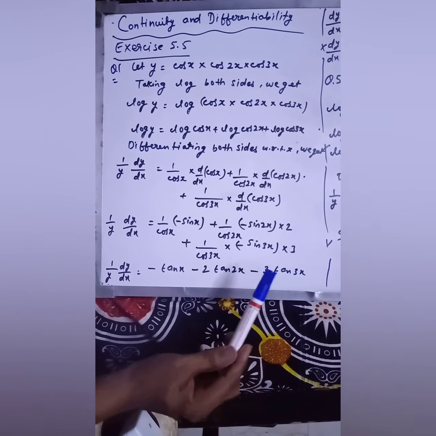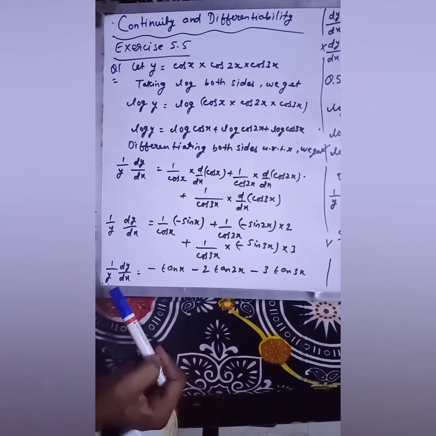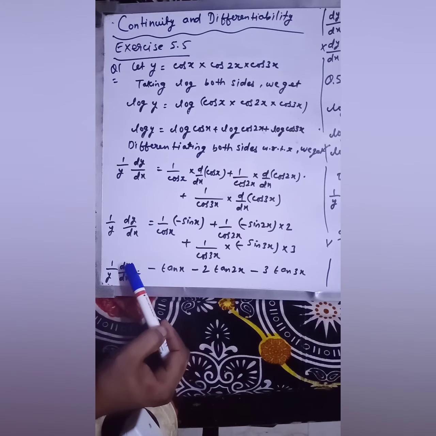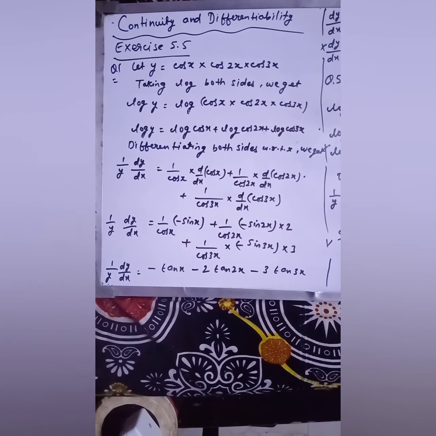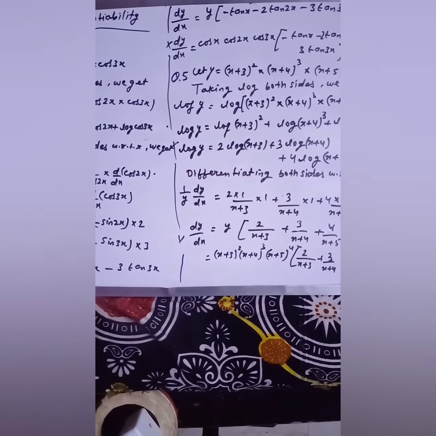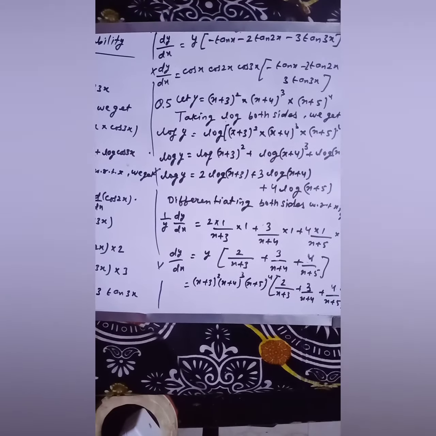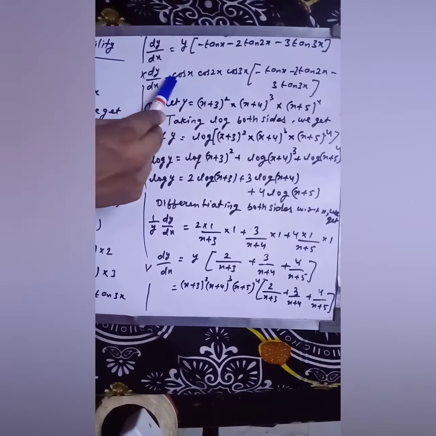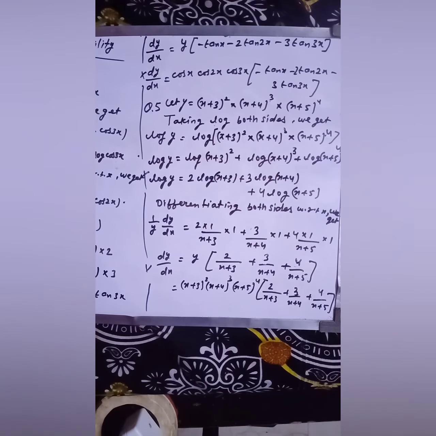Last step, you have to bring this y to the right hand side, because we have to find dy by dx. Let me adjust the next page of this question. Just wait. So here it is. I'm writing this y here, and then you put the value of y. Your y is the whole expression. You put this value and it will remain the same. So this is the required dy by dx.